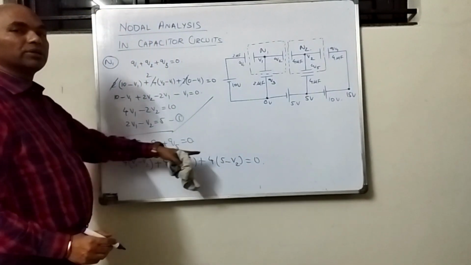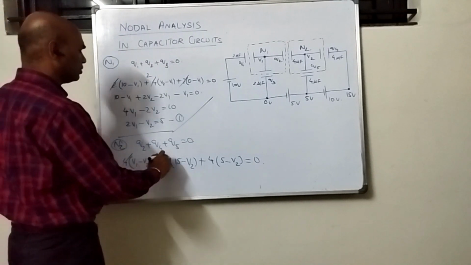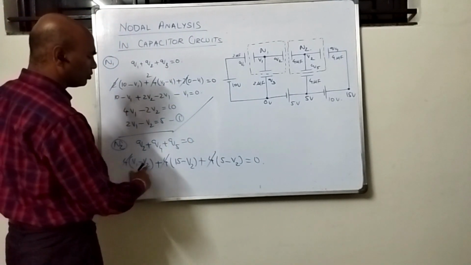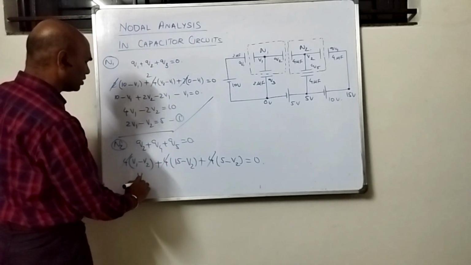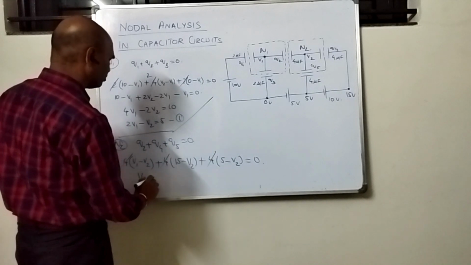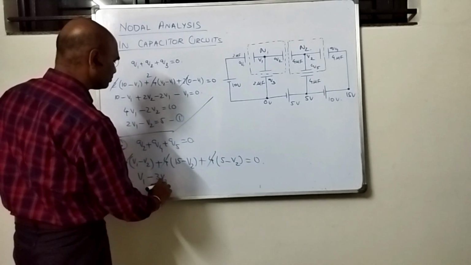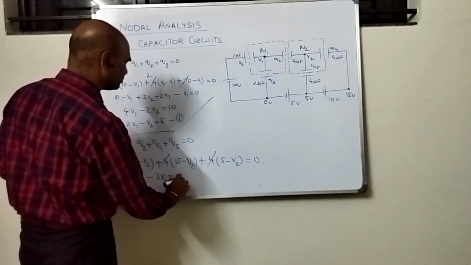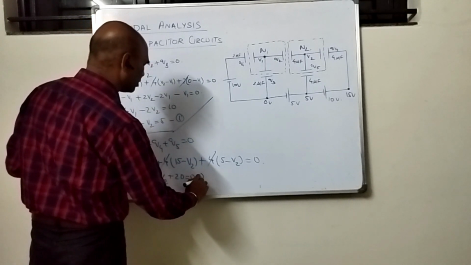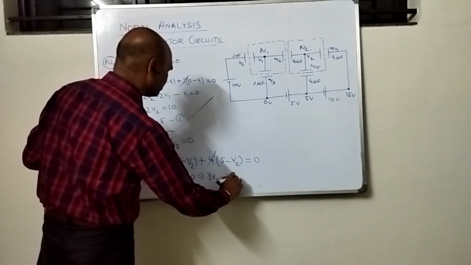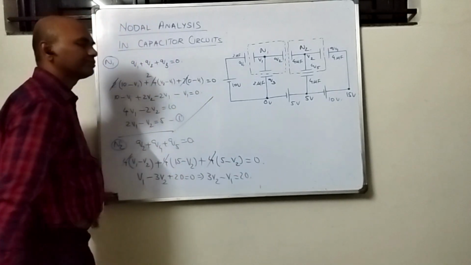So as all the terms are 4, we can make a cancellation. So it becomes V1 is the only term on this side. So V1 minus this is V2, V2 and V2. So it becomes 3V2. And it is 15 and 5. It becomes plus 20. So finally I can write 3V2 minus V1 must be equal to 20.